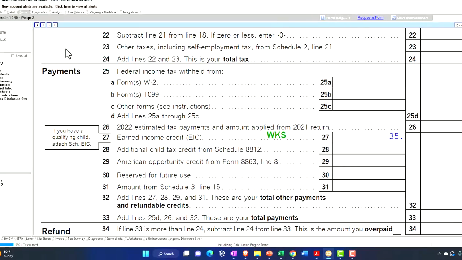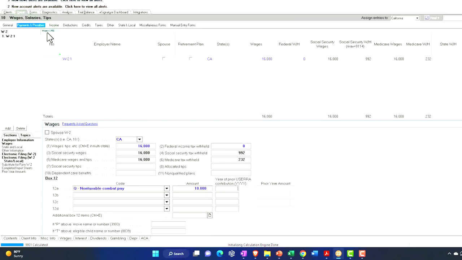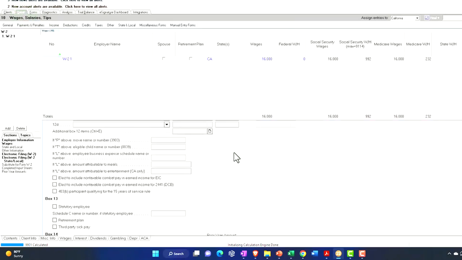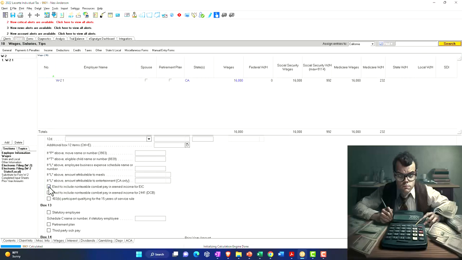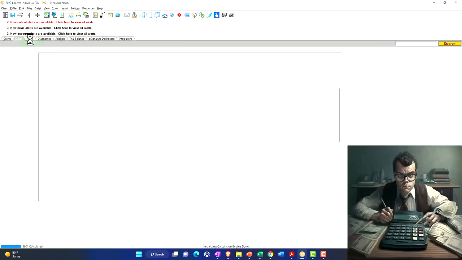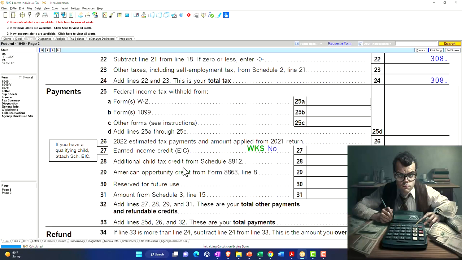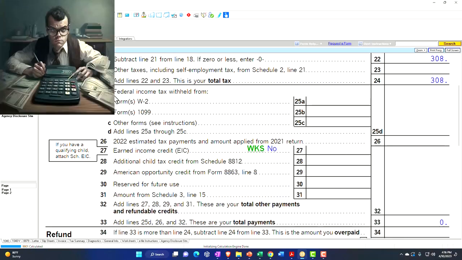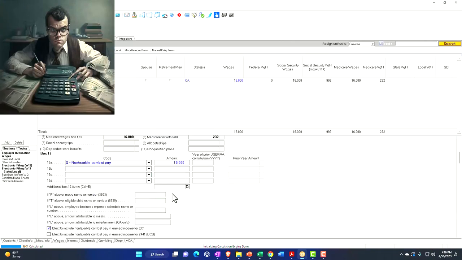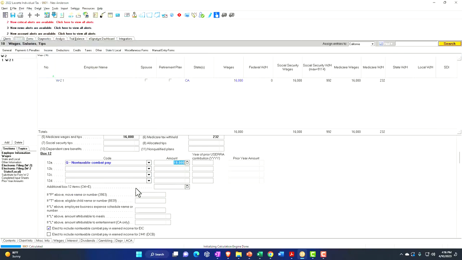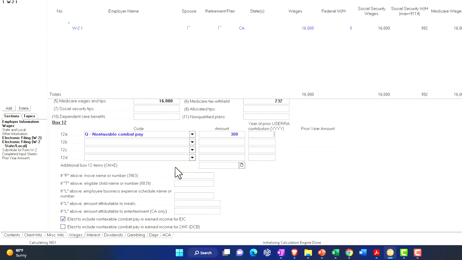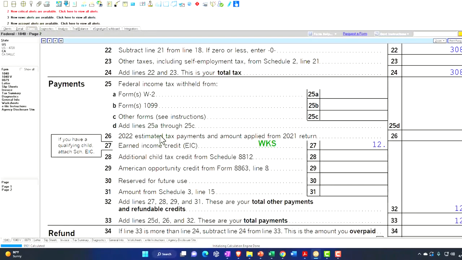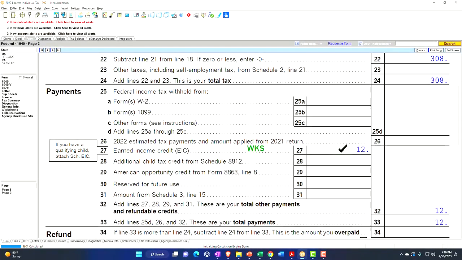But you might say, hey, look, in this case, I would like you to add that to the calculation of the earned income tax credit. So elect to include non-taxable combat pay. If I do that, then it removed the credit entirely. Let's bring the combat pay down a little bit. Let's say it was only like $300. And so if I go back on over, now it brought it down to $12.